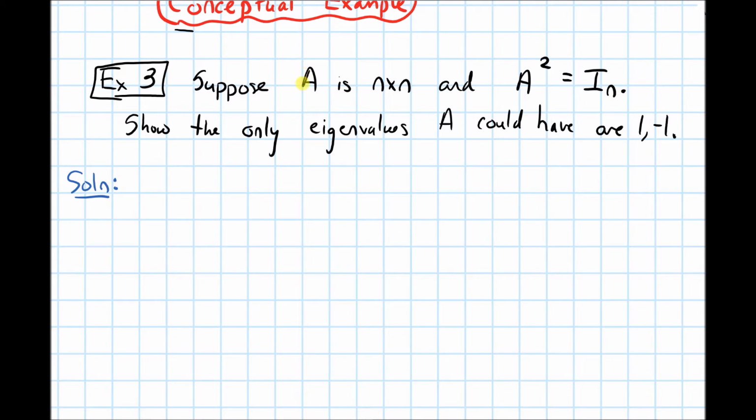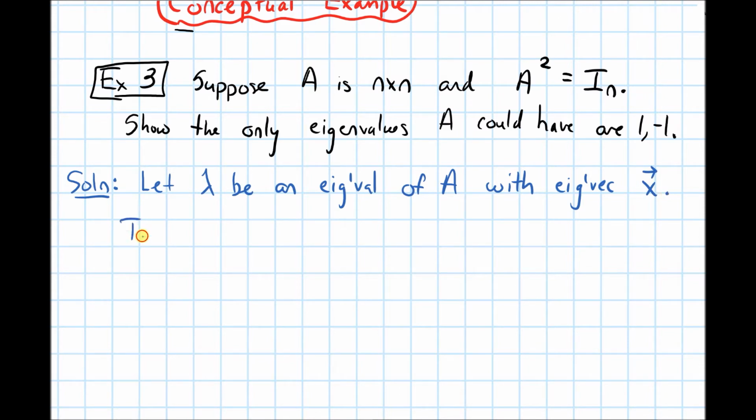What makes this a more conceptual problem is the fact that the actual matrix A isn't given to us. It tells us some property about A instead. It tells us that A squared equals the identity, and then it's asking us to somehow show that A has certain eigenvalues, in this case negative 1 and 1. So the way I'm going to begin is I'm going to let lambda be an eigenvalue of A with some corresponding eigenvector x.